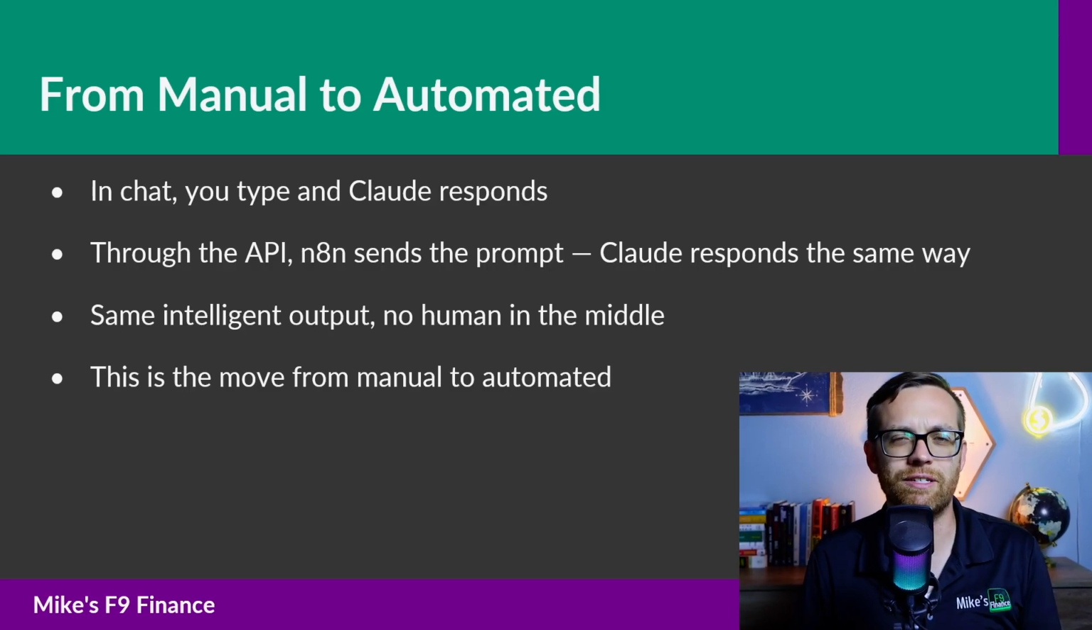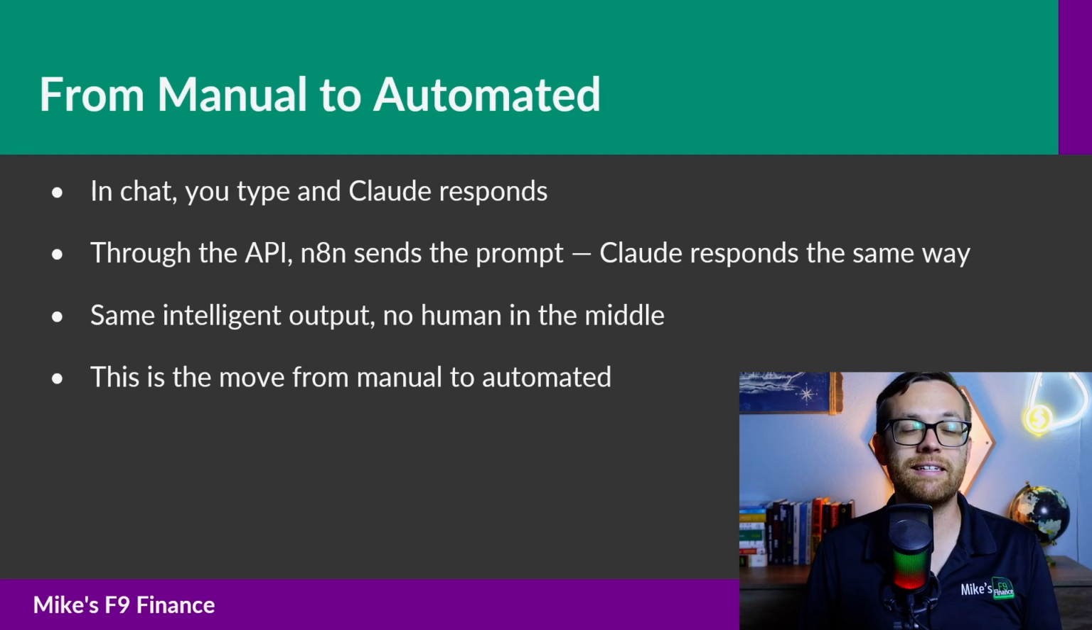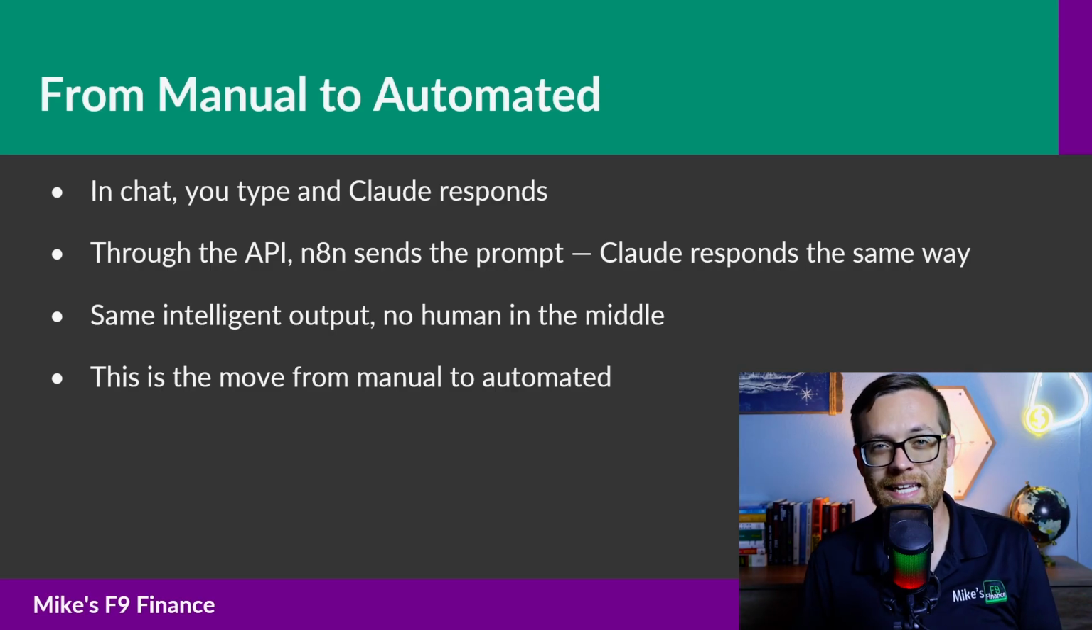Now let me give you the simple mental model first. In the chat interface, you type a prompt and Claude types back. Through the API, N8N sends a prompt to Claude programmatically. It's as if N8N were typing in the chat window. Claude sends back a response. N8N then does something with that response. That's it. The mechanics are different. The result is the same kind of intelligent response.